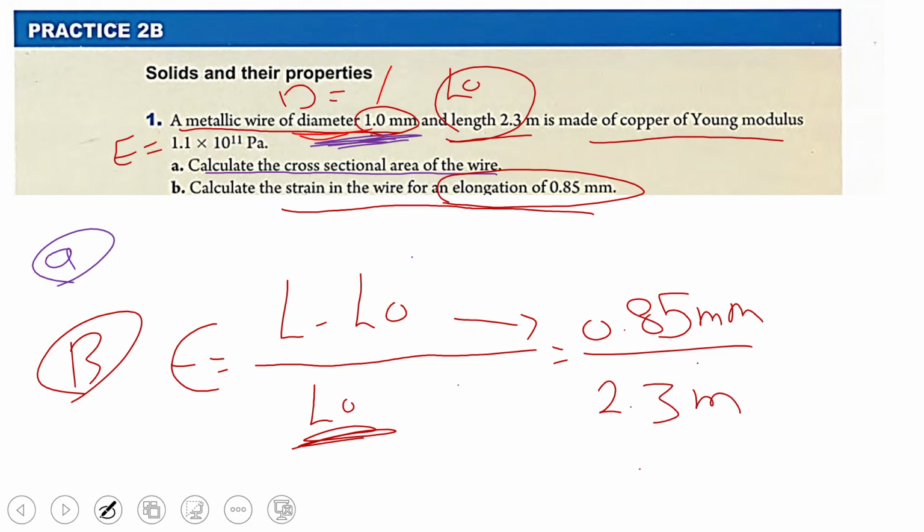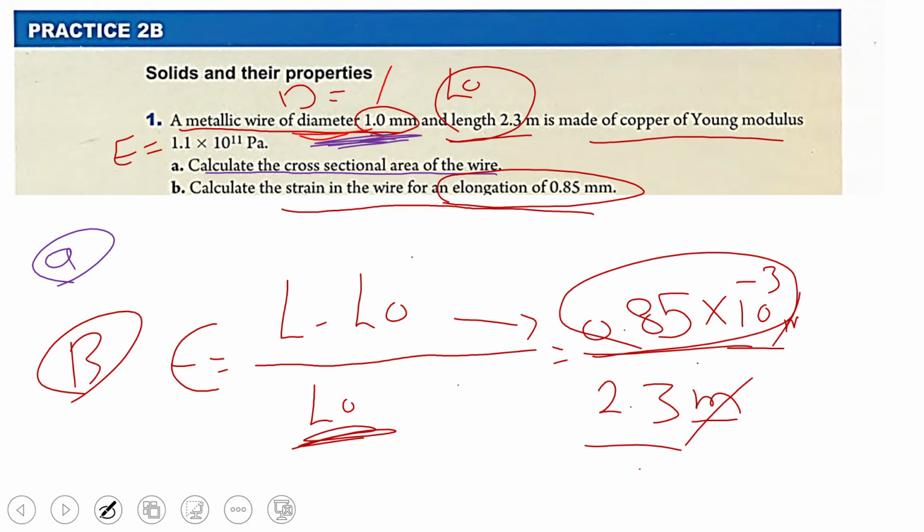Guys, the elongation is written with the unit millimeter, but the length is in meter, so it's not allowed because it's a different unit. The elongation in millimeter, you have to make it meter again. To convert millimeter to meter, all the time multiply by 10 power -3. Now both are in meter, so meter will be cancelled. So just divide 0.85 times 10 power -3 by 2.3.